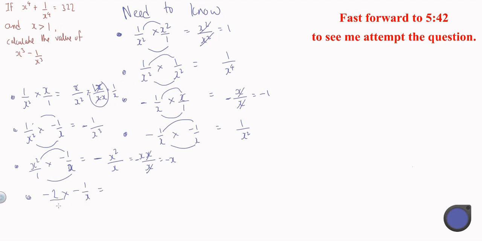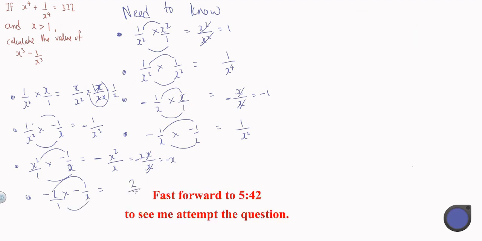You can turn that into a fraction. Two negatives, when you multiply two negatives together, it'll be a positive outcome. 2 times 1 is 2, 1 times x, 1x.